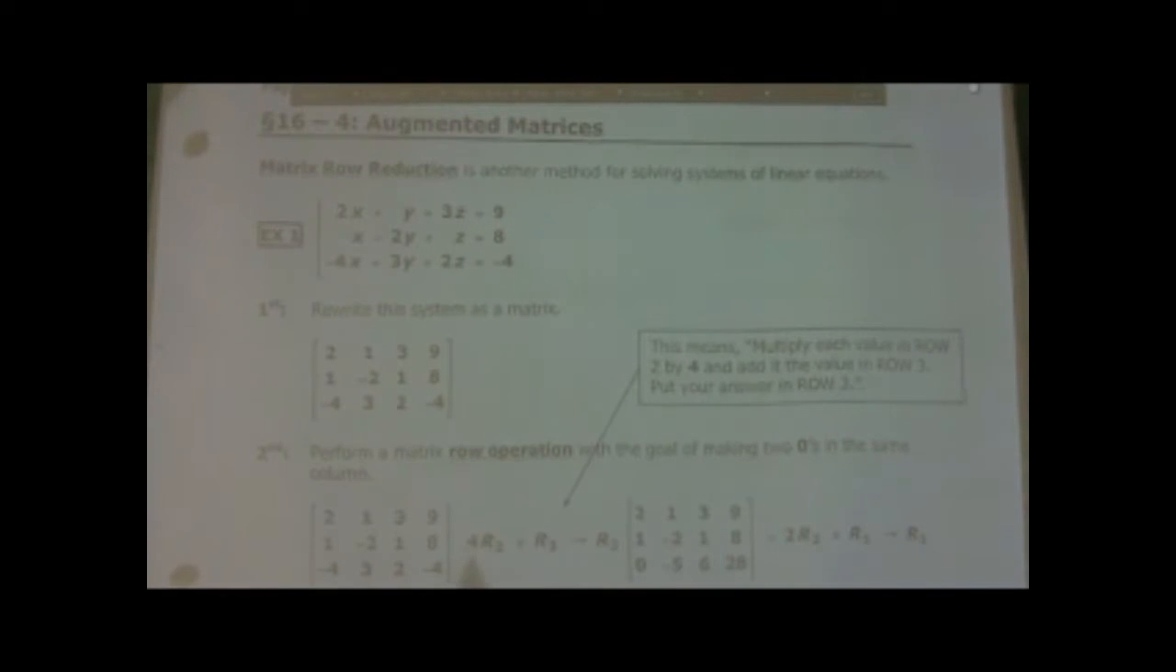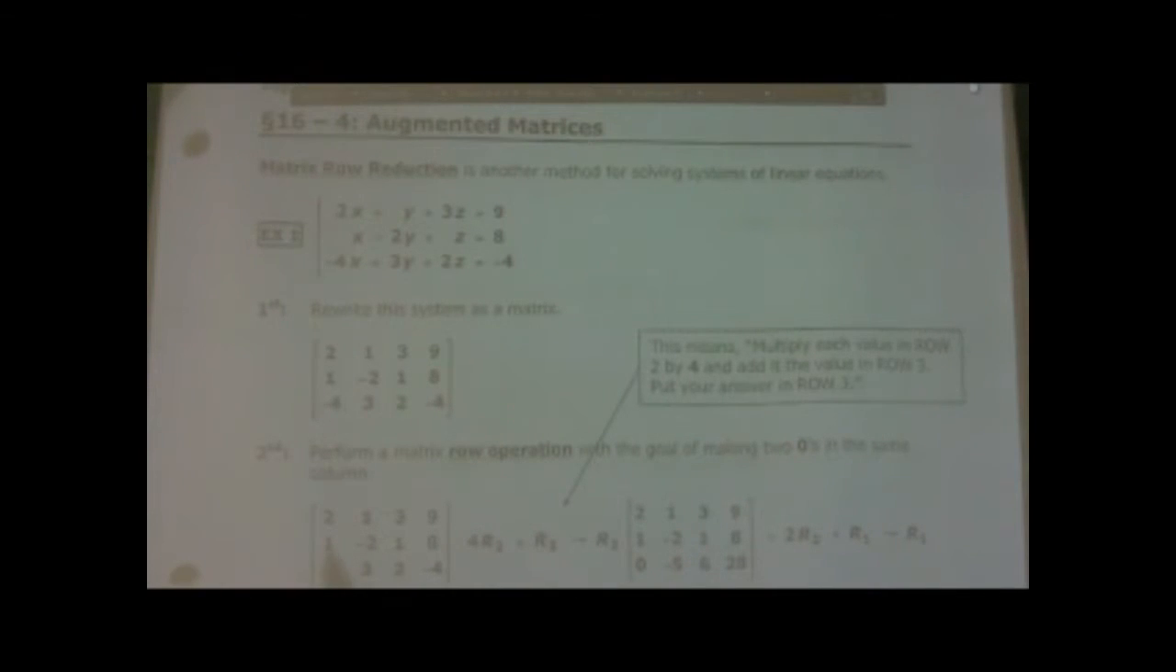So my row operation is 4 times row 2 plus row 3, and what I'm going to do is replace one of my current rows with the answer to this calculation. And I'm going to put it in row 3. So what this row operation means is multiply each value in row 2 by 4 and add it to the value in row 3. So it's just like taking the second equation, multiplying the second equation by 4, and then adding it to the third equation.